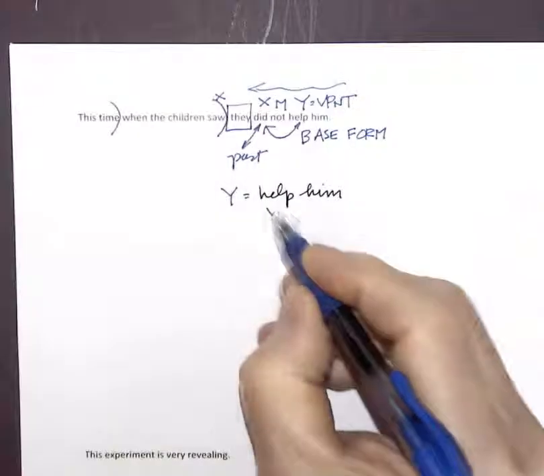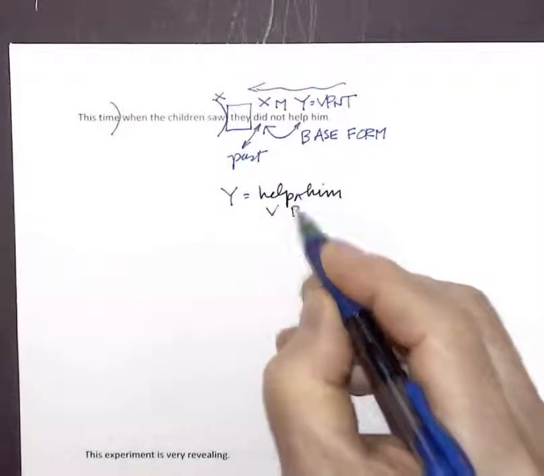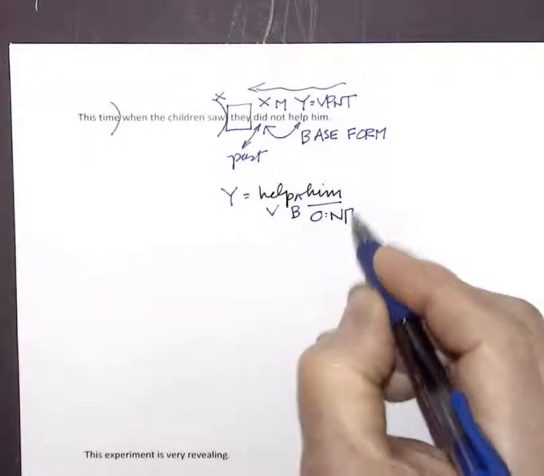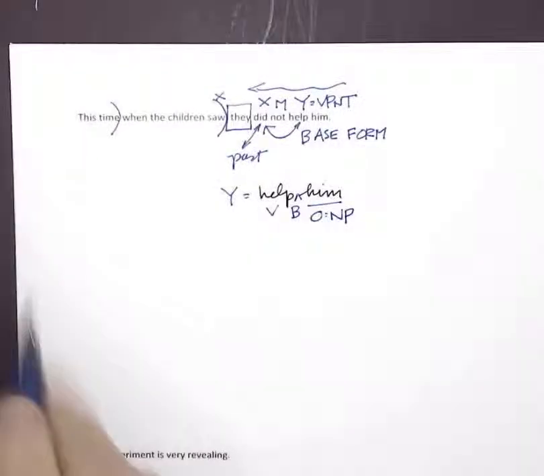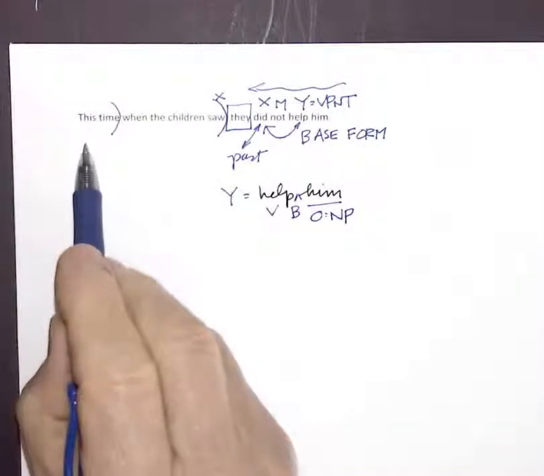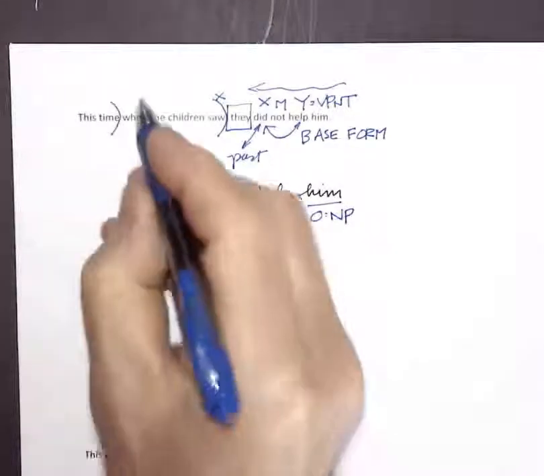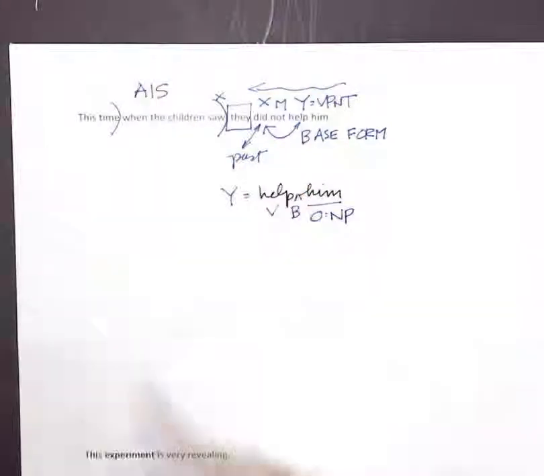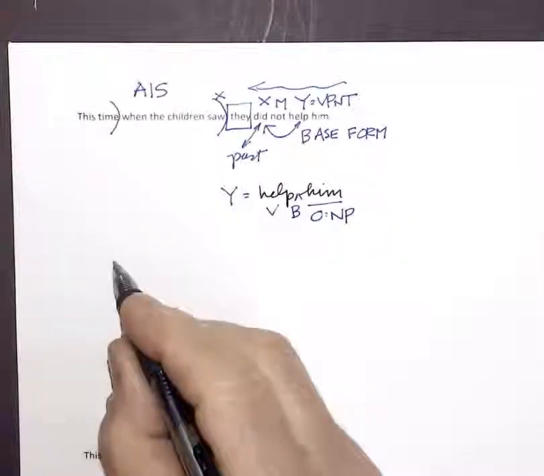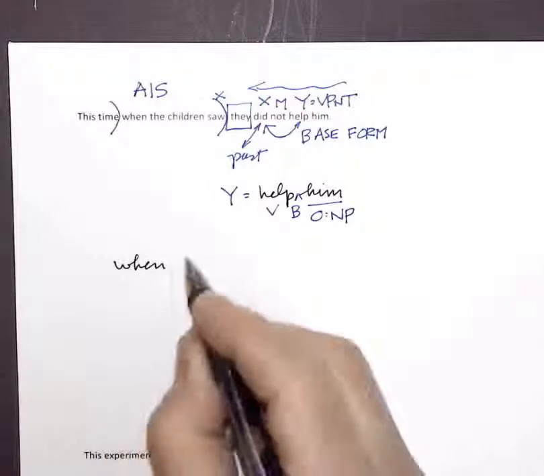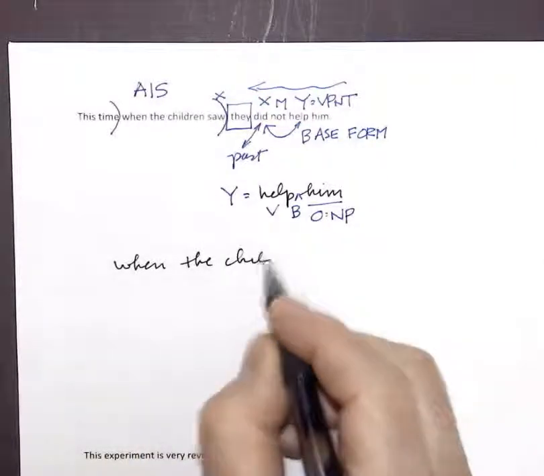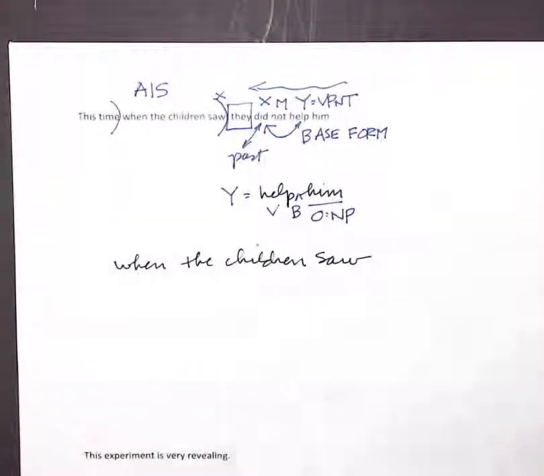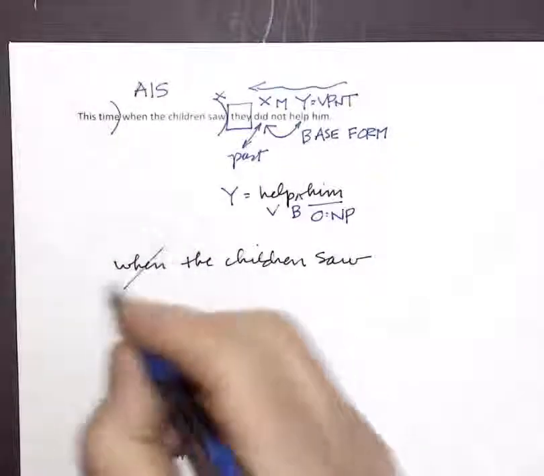And help is the verb. No particle. Him is the object. It's a noun phrase. Now there's two shifters. This time is a noun phrase, but when the children saw is an adverbial included sentence. So we need to bring that down. When the children saw, when is the includer.